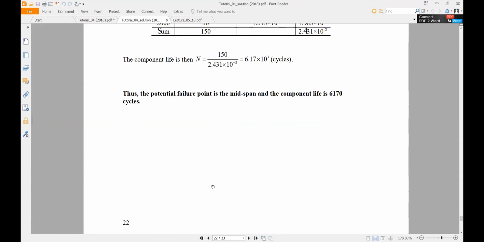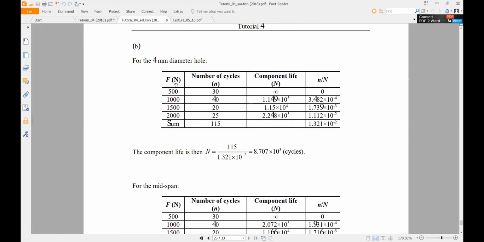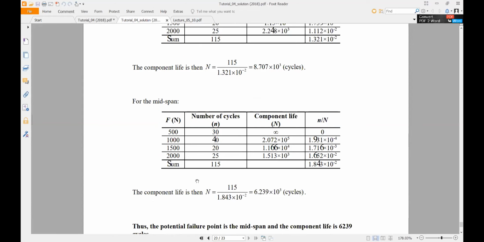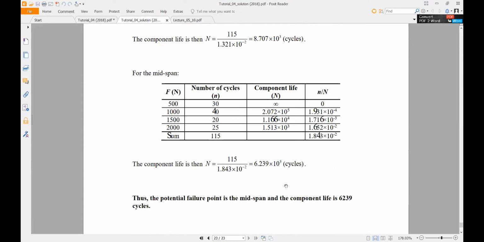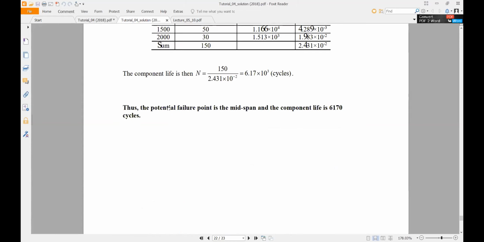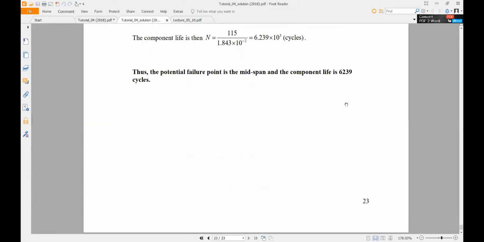So you can do the same thing for part B. The only difference is the loading pattern. Other things are the same, but for the 4 millimeter hole and mid-span we again consider both. Do the calculation, and the least value will be at the mid-span. Here also mid-span. Yeah, it is also mid-span. So are we clear? Any questions, Sena?